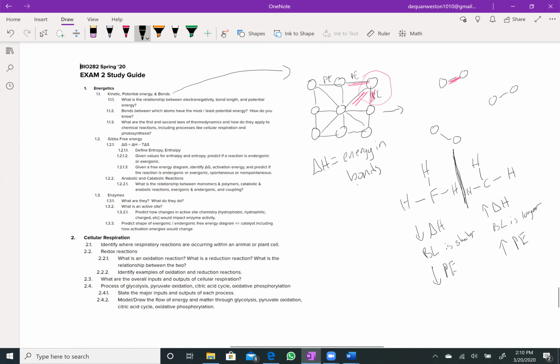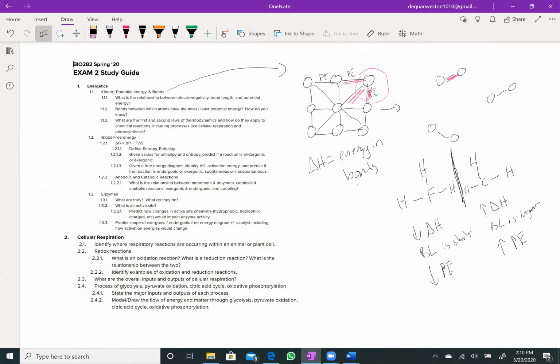Did you erase it? What was the second law of thermodynamics again? How did you phrase it? So I like to phrase the second law of thermodynamics as: all spontaneous reactions result in an increase in entropy.